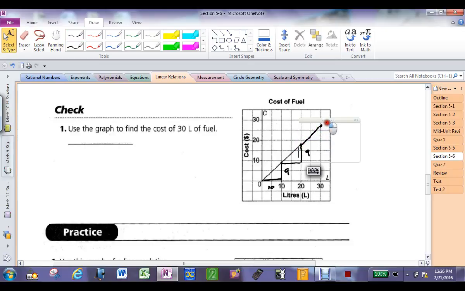Now, did I have to go beyond the graph? Yes, so this is extrapolation. I need to know the cost of 30 liters. So where do I go, on the cost or on the liters? Liters, because I know I need 30. I go up to 30, then across, and what do I find? It's more than 25. It's probably about 27. Got it? It's pretty darn simple, isn't it?